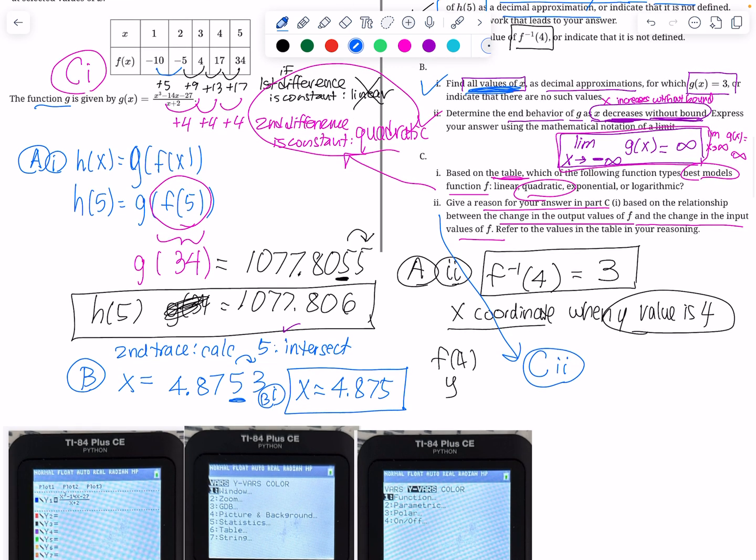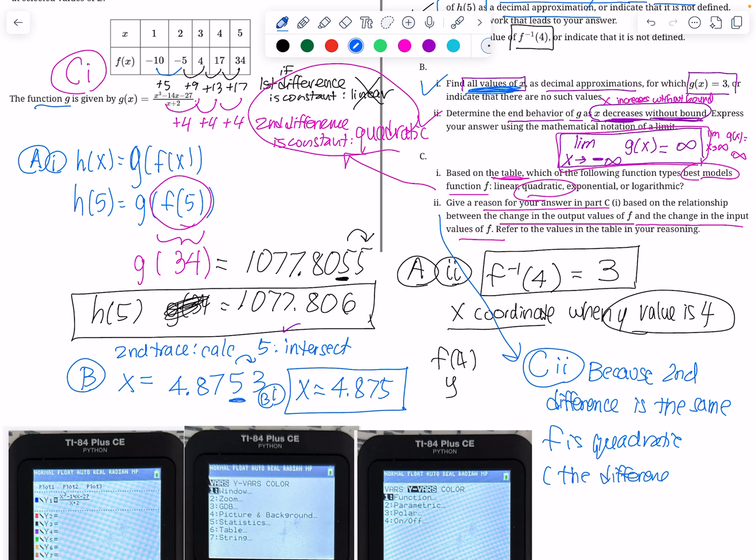So what we're going to say is because the second difference is the same or constant, f is quadratic, and that's because the difference of the difference is constant.